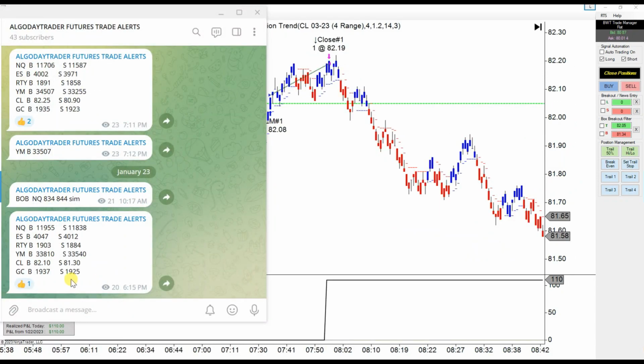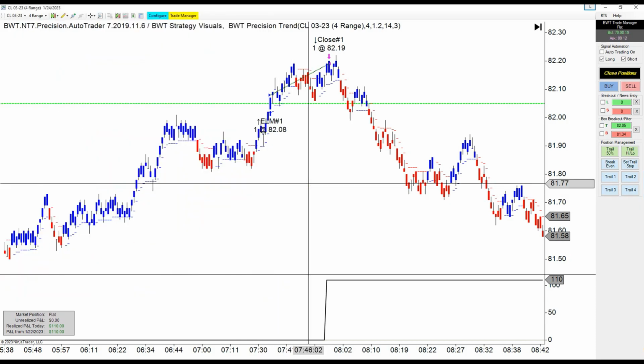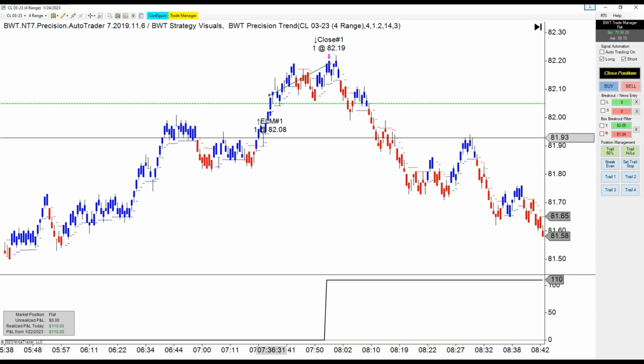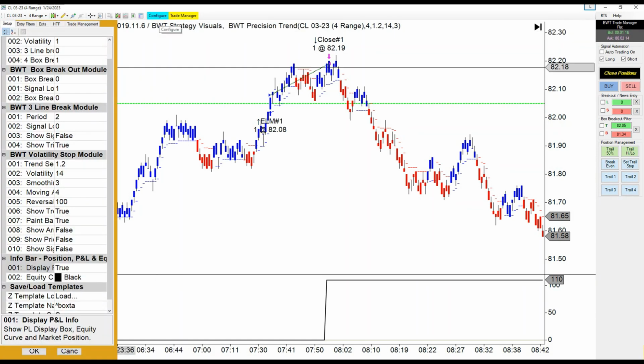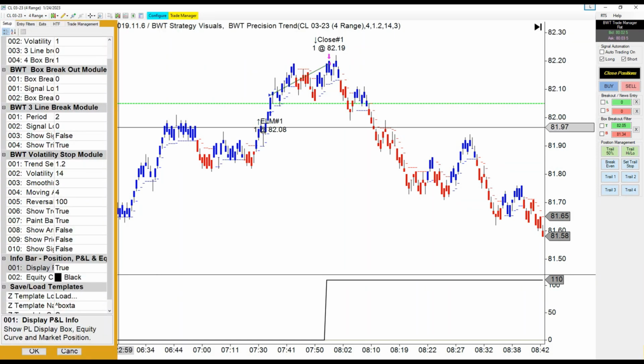So oil was a long at 82.10 and a short at 81.30. Actually, both got triggered. In my case, I got triggered on the long side. It looks like I was triggered a bit early. And again, this is the same account, the funded account. I use one funded account for all of the trade alerts. This way, I can keep an accurate track of overall being up or down.